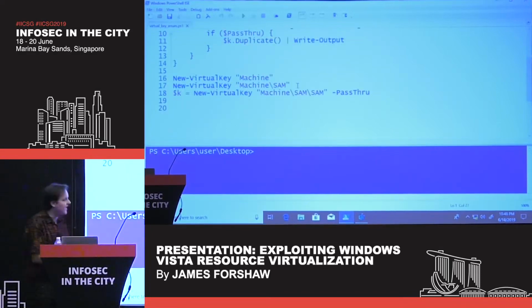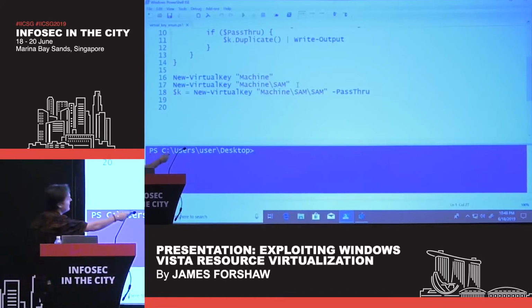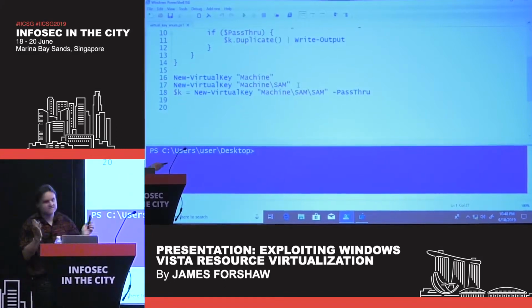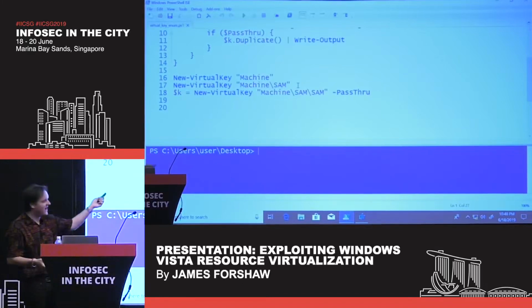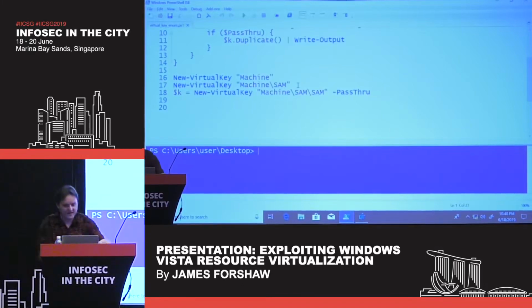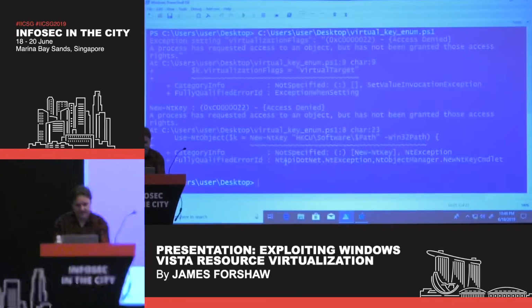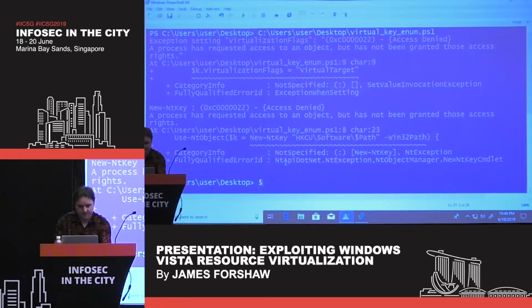So we're going to create machine/SAM/SAM. It's mounted as the SAM hive, and then it has the SAM registry key underneath that. And if we now run that, oops.